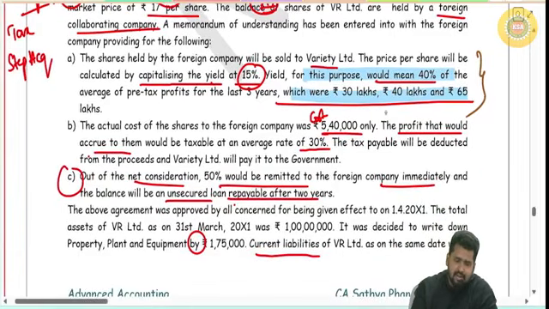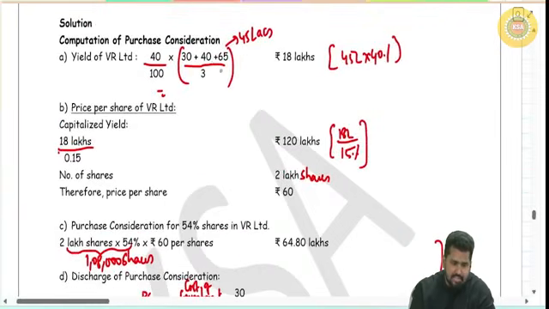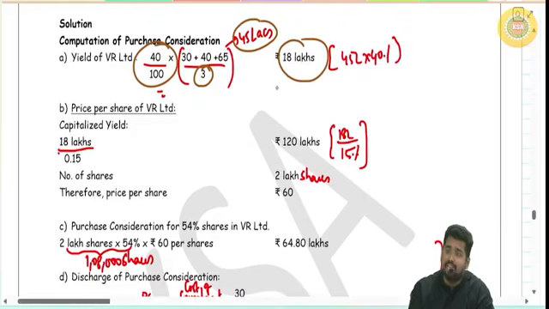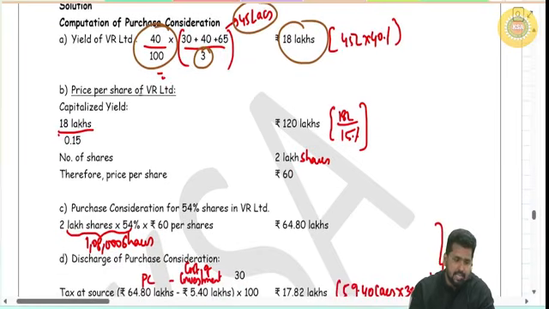They are asking for the last 3 years average, at 40%. So the profits are 30 lakhs, 40 lakhs and 65 lakhs. In that average, how much? 45 lakhs. In that, 40% means how much? 18 lakhs. So the yield of VR Limited means whatever is the average profit, 40% of it is the yield. So the price per share of VR Limited.